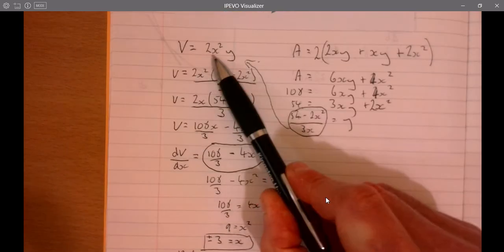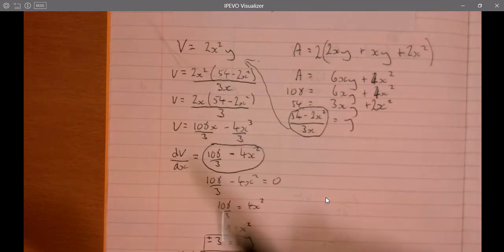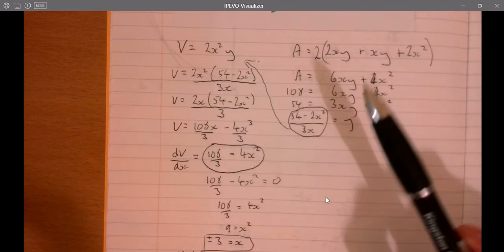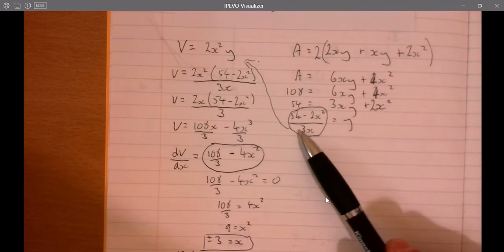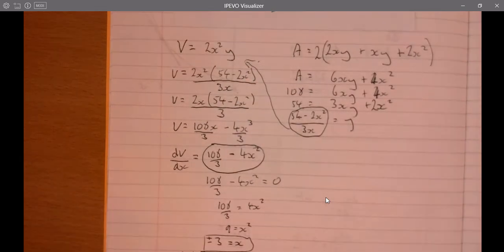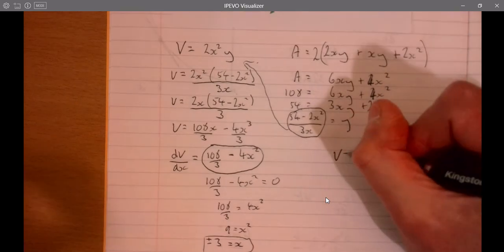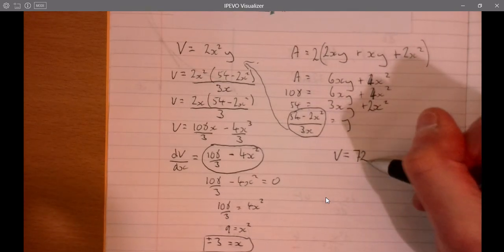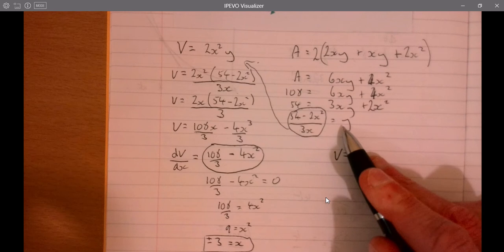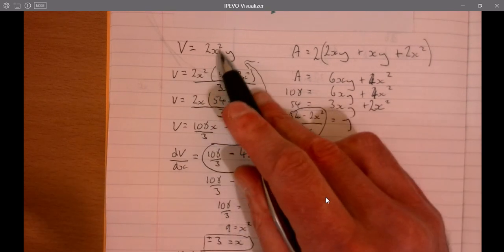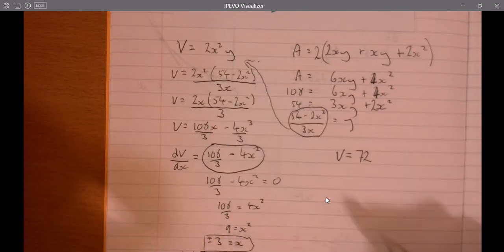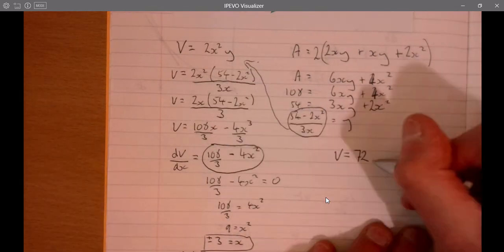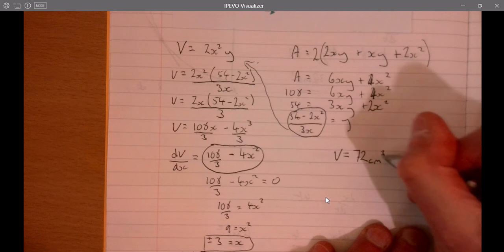So volume is 2x squared y. If I plug that back into here, you've got to work out y from here. And if you piece all that together, you'll get the volume turns out to be 72. Y is going to end up being 4. And you've got 2 times 9, so that's 18. 18 times 4. So that's going to give us centimetres cubed.